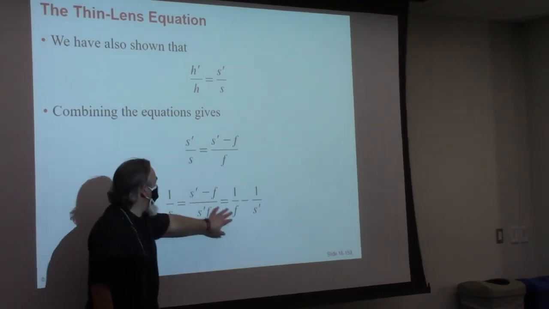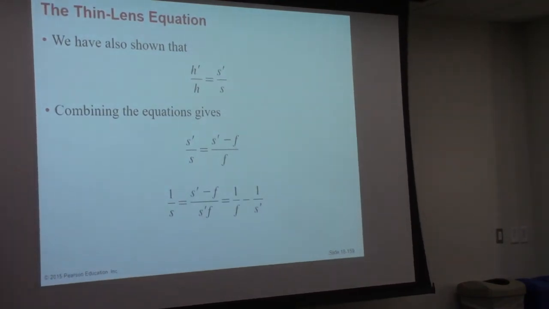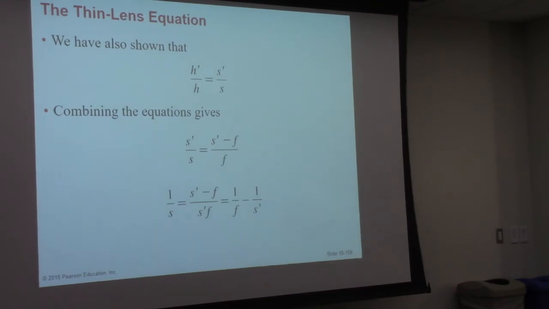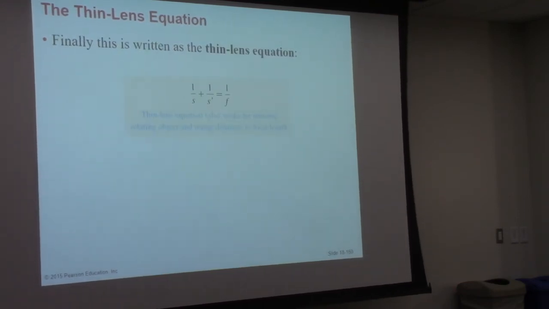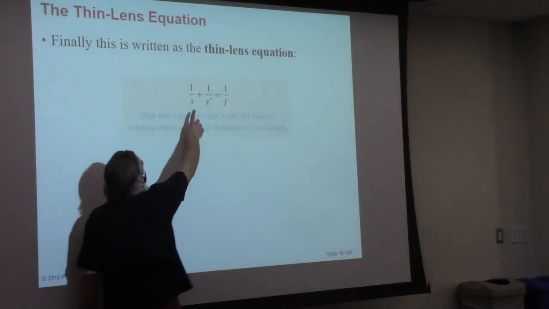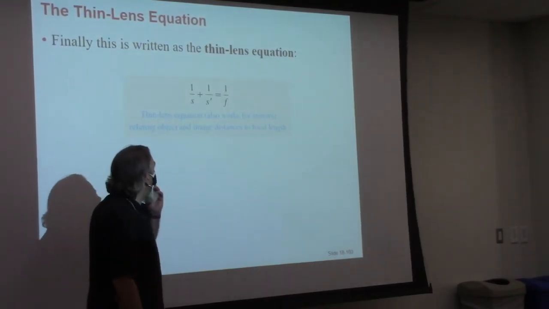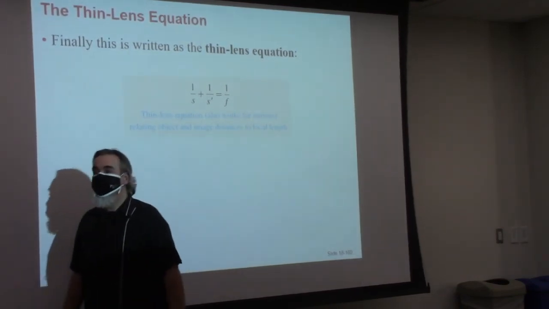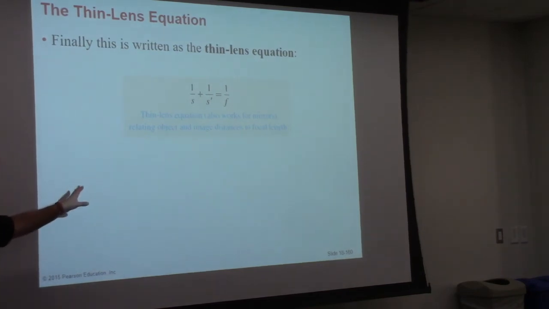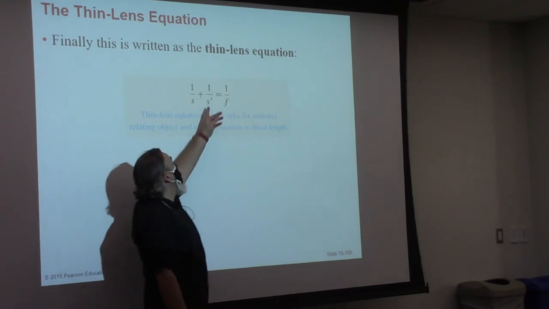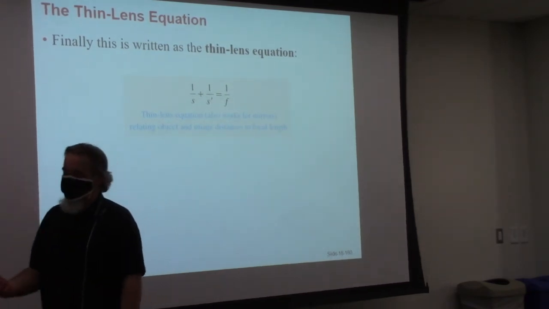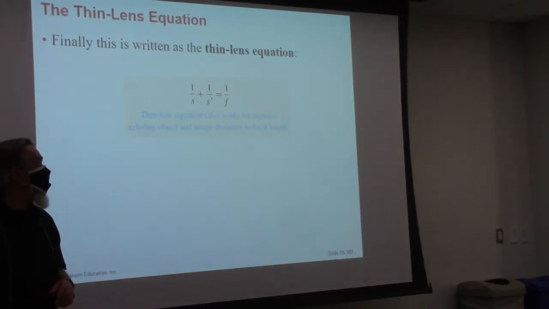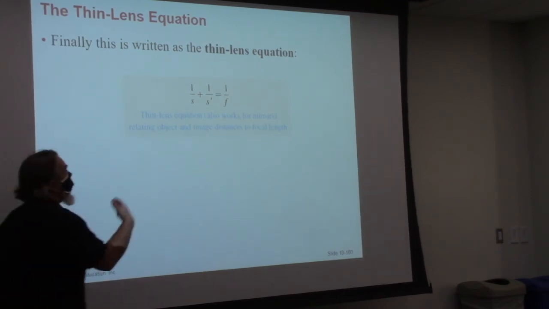This simplifies to this. So we have 1 over s is equal to 1 over f minus 1 over s prime, or you could write it like this: 1 over s, that's the object distance, plus 1 over s prime, the image distance, is equal to 1 over f. So s is always positive, that's the object distance. S prime can be positive or negative. S prime is positive if it turns out to be a real inverted image. S prime is negative if it's upright and virtual.